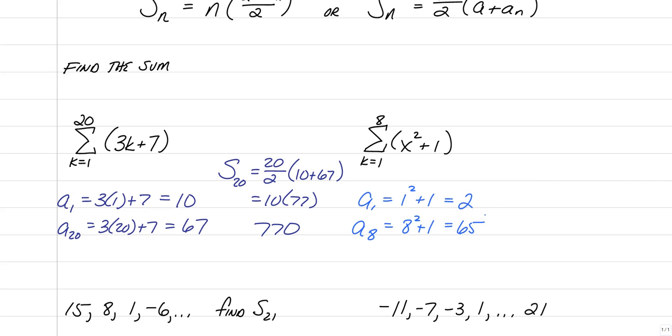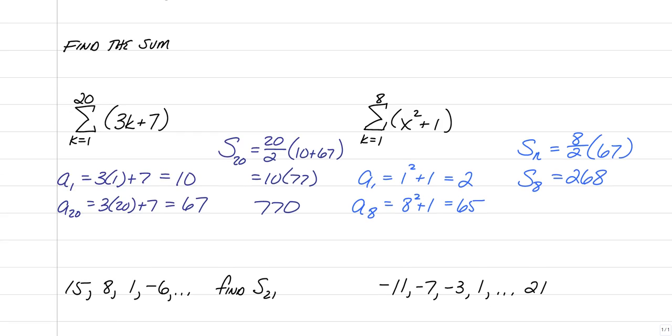And then we just have to use the formula again. Okay, so the sum of this is 8 over 2, and then times the sum. So 2 plus 65 is 67. So S of 8 is equal to 268 after you multiply that. All right? So that's how you do these first two, which are pretty easy.